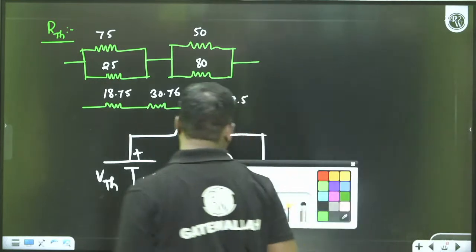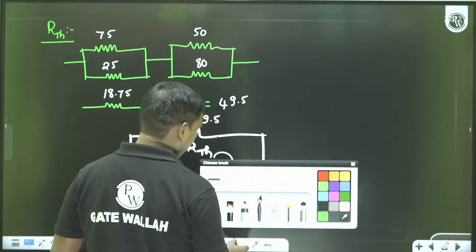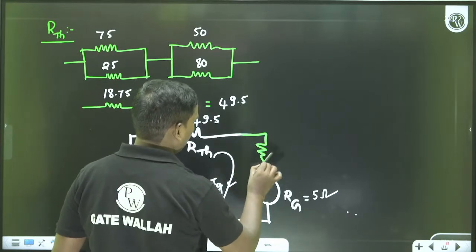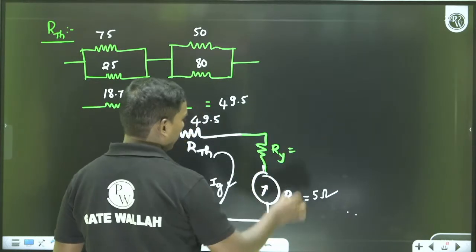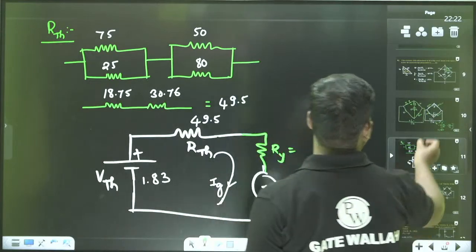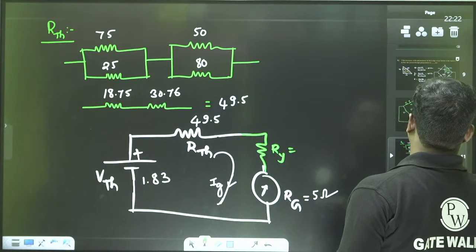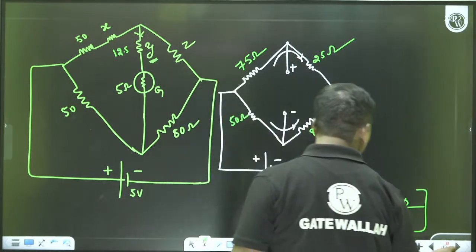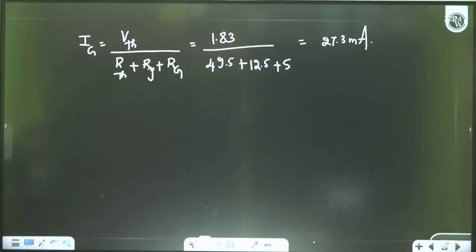Sorry, we have forgotten this one more resistor here. That is our RY. That is also their Y resistance, that is around 12.5.